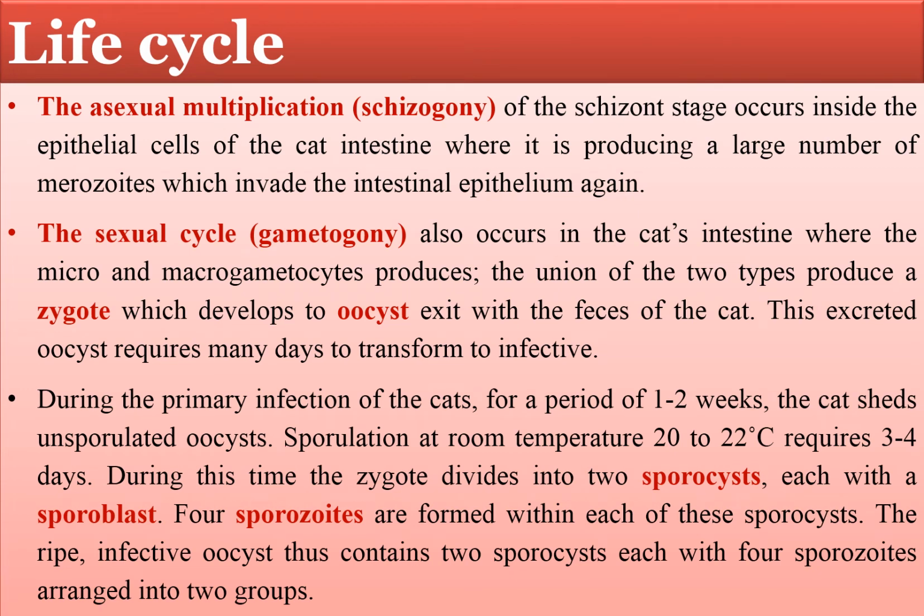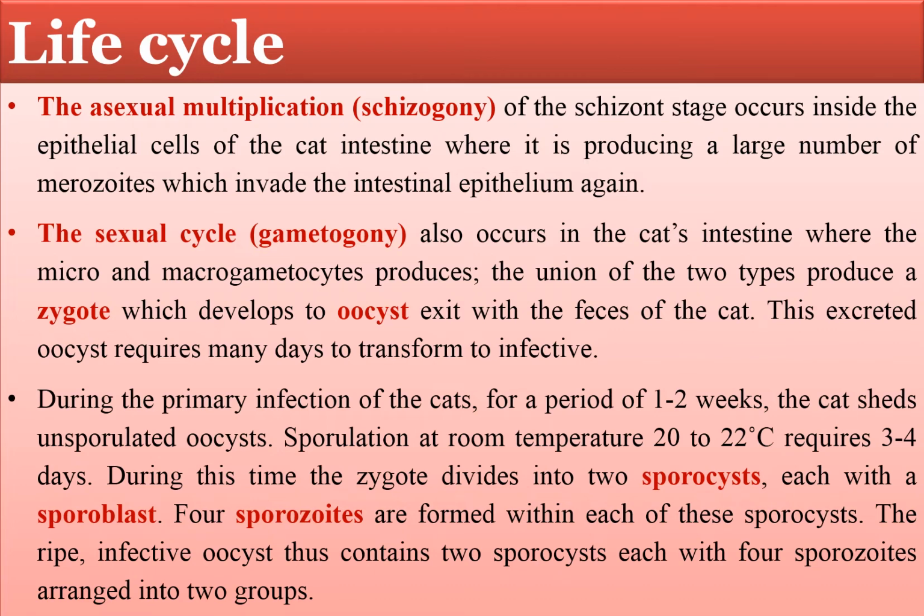The asexual multiplication is called schizogony. If you remember, in malaria we also have a schizogony cycle. The schizont stage occurs inside the epithelial cells of the cat intestine, producing a large number of merozoites which invade the intestinal epithelium again. The sexual cycle, gametogony, also occurs in the cat's intestine where the micro and macro gametocytes are produced. The union of the two types produces a zygote which develops to an oocyst that exits with the feces of the cat.